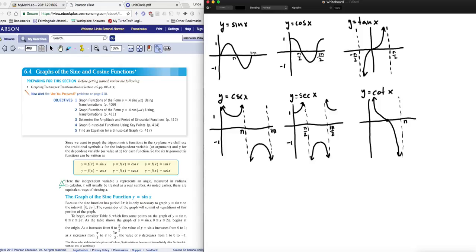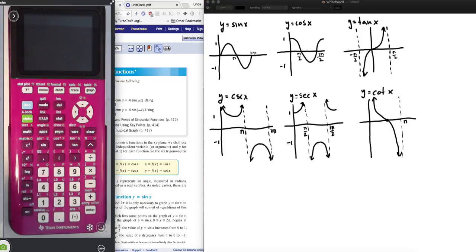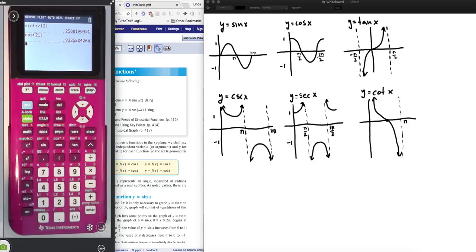And then cotangent just has that shift that we talked about for the asymptotes because it is cosine over sine as opposed to sine over cosine. So these are the basic graphs. Now, before we get into doing anything else, I wanted to show you on the calculator how to set up a trig graph.